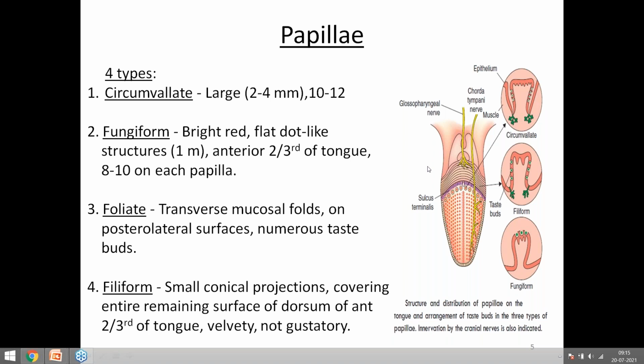So your filiform are slightly different than the other three. How? Because they are essentially not gustatory structures. They are in fact mechanical papillae, whereas the other three are gustatory papillae. And what does it mean that they are not gustatory structures? It means that they don't contain taste buds.